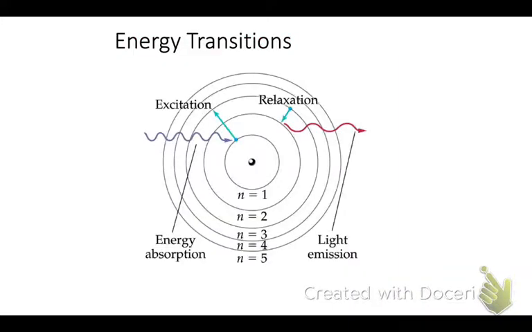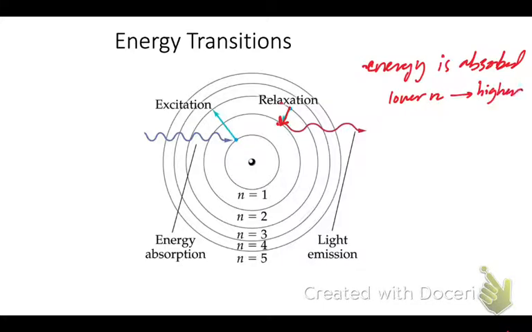Now, to explain the line emission spectrum, if an electron is excited from level 2, let's say, to level 3, it has to come back after excitation. So you give it energy, so energy is absorbed to go up a level. Let me write this down. If energy is absorbed, then the electron goes from lower n to higher n. That's what we call excitation of the electrons.